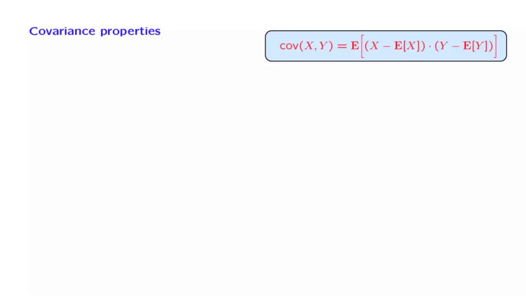In this segment, we discuss a few algebraic properties of the covariance. There is nothing deep here, only some observations that can be useful if we want to carry out covariance calculations.